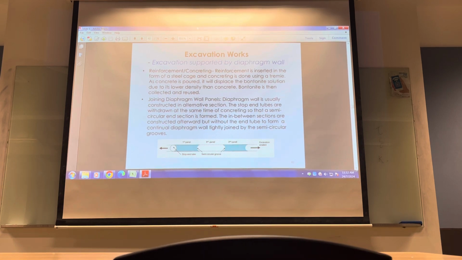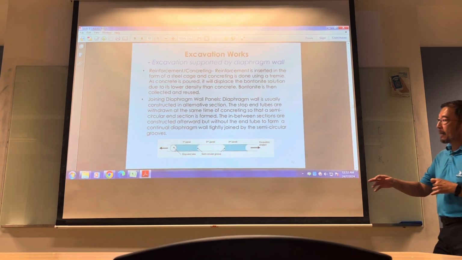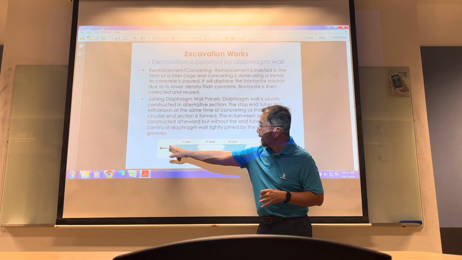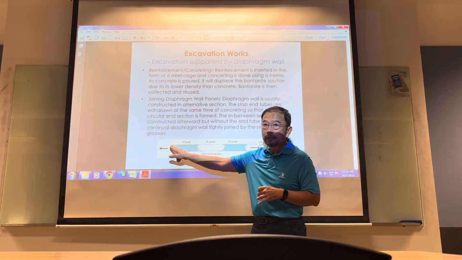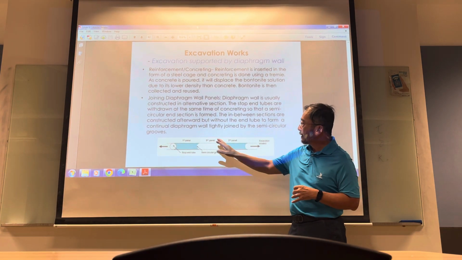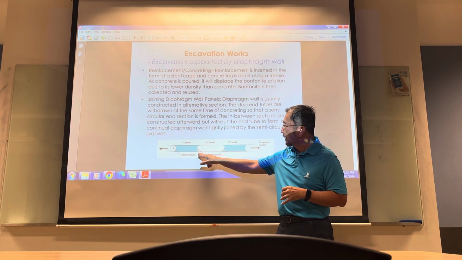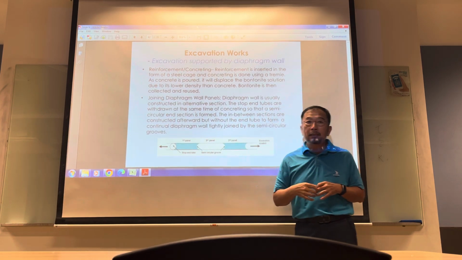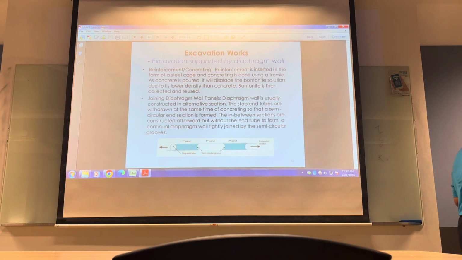Diaphragm wall installation, panel by panel, needs to be joined with a stop end. Stop end originally comes in as a tube, as a pipe, where the first panel you cast with a pipe forming an end to that panel. And you will then remove that stop end and cast the next panel against the finished concrete panel.